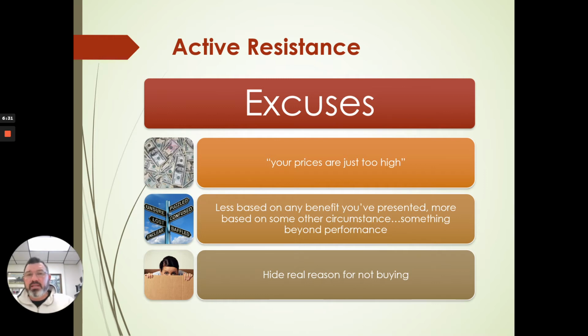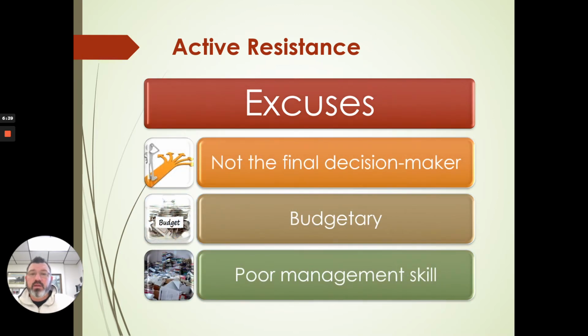And so you have to be able to identify the difference between an excuse and an active resistance objection, because how you handle them is very different. Other reasons that you might get excuses is they may actually not be the final decision maker. They may have played along like they are for quite some time, but then actually when it comes time to place an order, they actually don't have the power to do that. Maybe it's someone else on the farm, in the business, or in your leadership team.